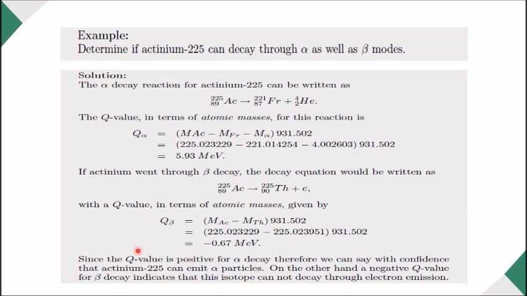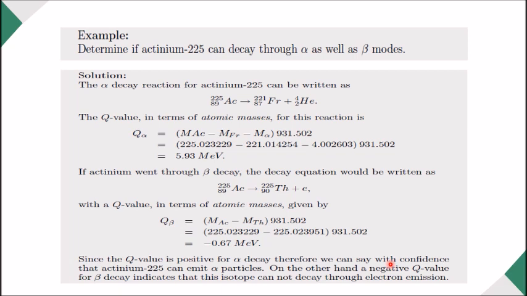Since the Q value is positive for alpha decay, we can say with confidence that actinium 225 can emit an alpha particle. On the other hand, the negative Q value for beta decay indicates that this isotope cannot decay through electron emission. So the beta decay here is due to electron emission.